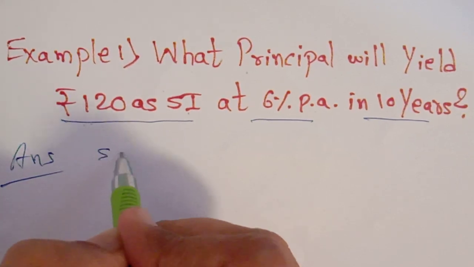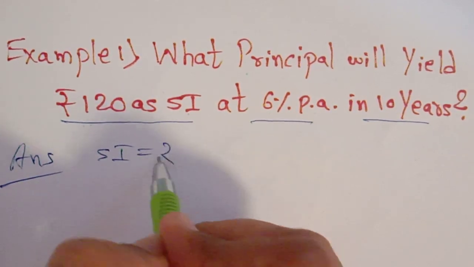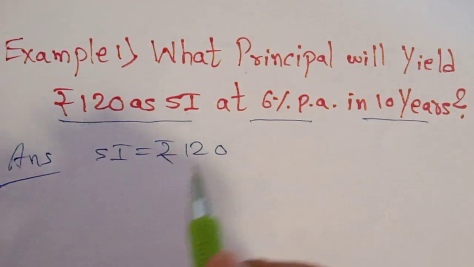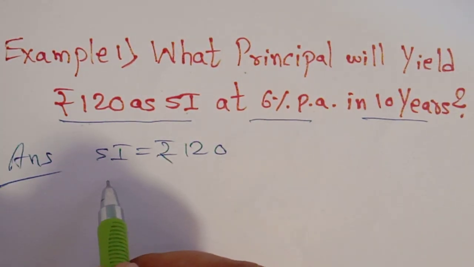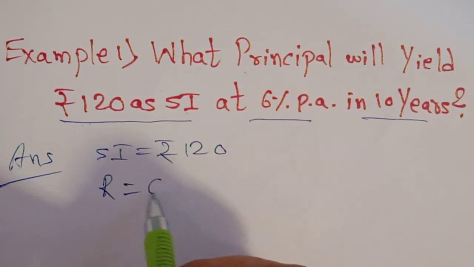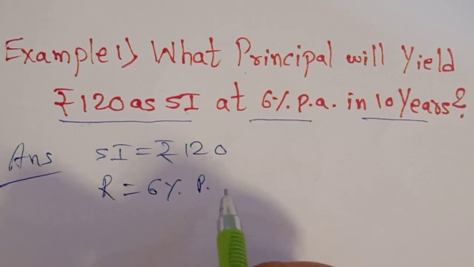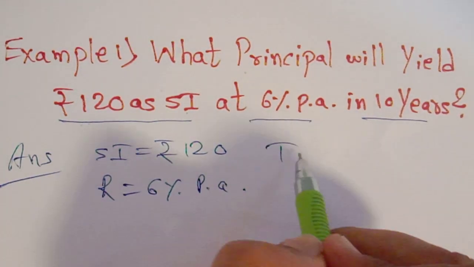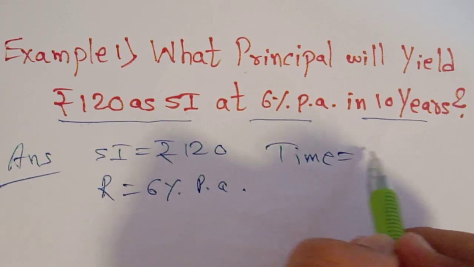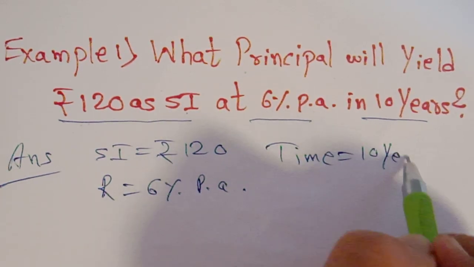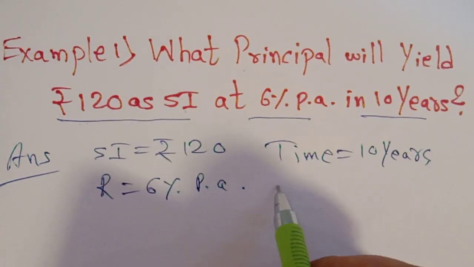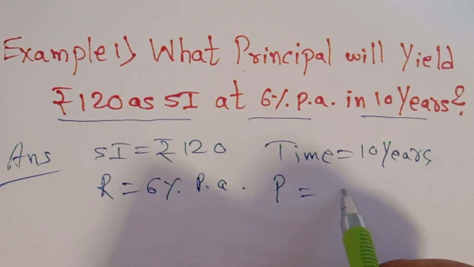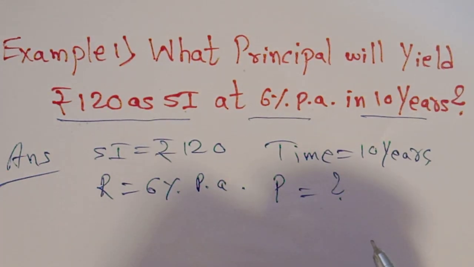Simple interest they have given, it's rupees 120, you can write. R they have given, it is 6% per annum, and time also they have given, you can write, time is 10 years. So what we have to find out? We have to find out the principal.